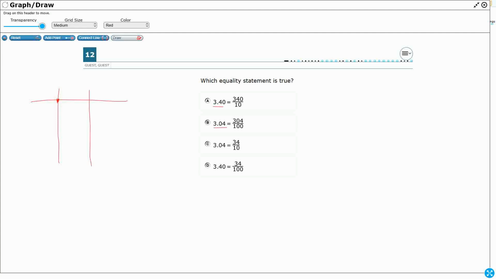It looks like I've got a 3.40. And then over here, do the same thing. Looks like I've got a 3.04. We need to see if we can rename that as a decimal or as a fraction. So what do we have here? Well, we've got our ones, our tenths, and our hundredths. And if we want, we can go ahead and put those into fraction forms as well.